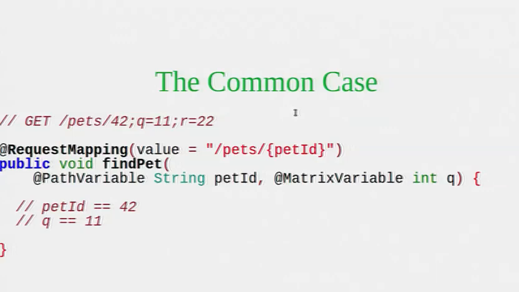So you have a path variable which gives you the first part of the path, right? That's the actual value of the path variable. And then you have a matrix variable. In this case, it's named Q, so we don't have to explicitly name it, but if the variable name is different, you can also specify it, so there's other attributes on the matrix variable there that you can specify.